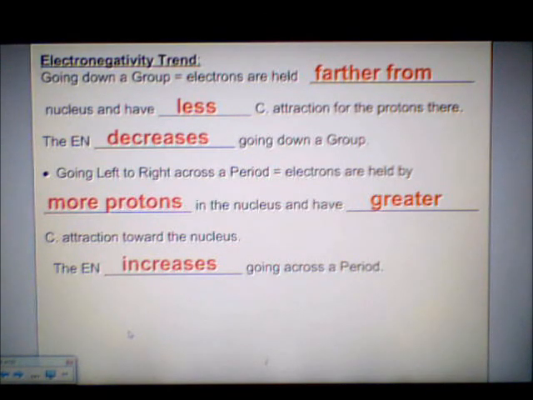Now all you have to do is just one question that's on your notes, and I'll be checking those in class tomorrow.